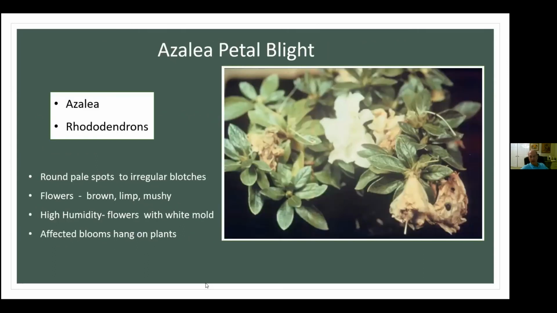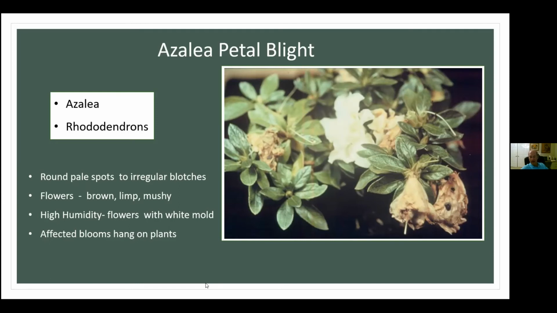Azalea petal blight affects both azaleas and rhododendrons. Flower infection starts with round pale spots and these advance to irregular blotches. Flowers quickly turn brown, limp, and mushy. When conditions are humid, affected flowers are covered with a white mold growth.